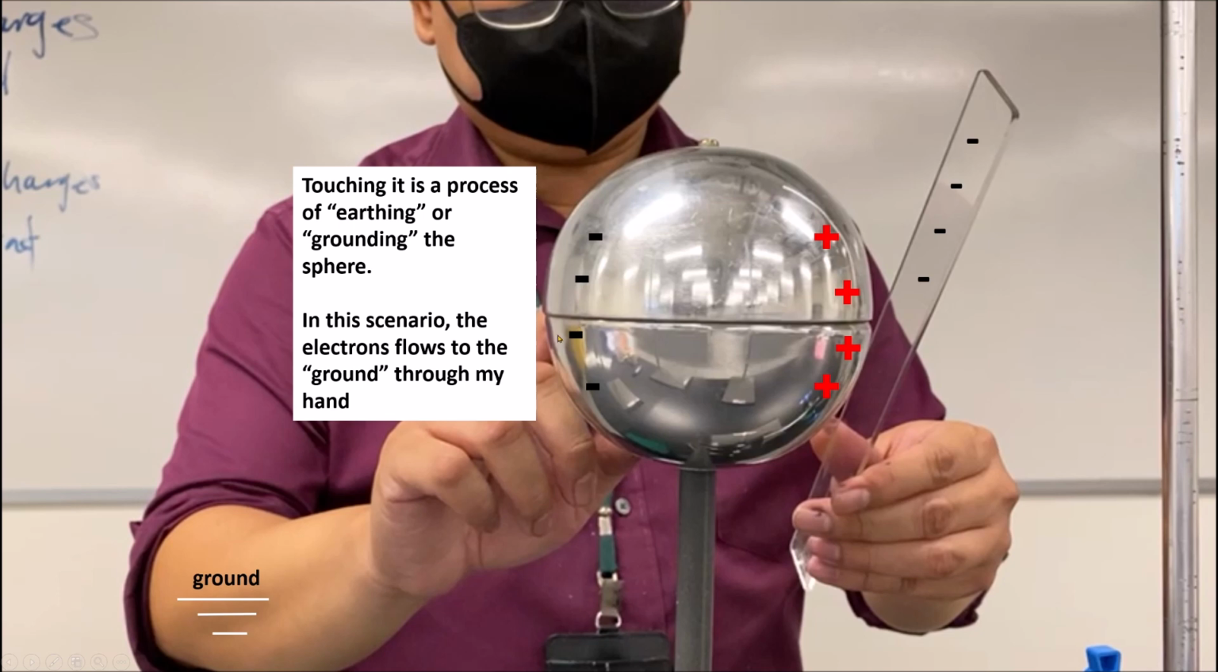But now when I touch it, I'm giving them an access pathway where they can actually escape out of the sphere. So they will take this opportunity and flow away, and with that, now my sphere is more positively charged. So why won't the electrons flow back? Because there is a negatively charged rod on the right side, so the electrons are pushing each other. So now they want to get off.